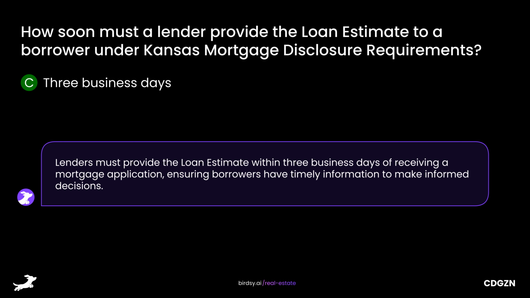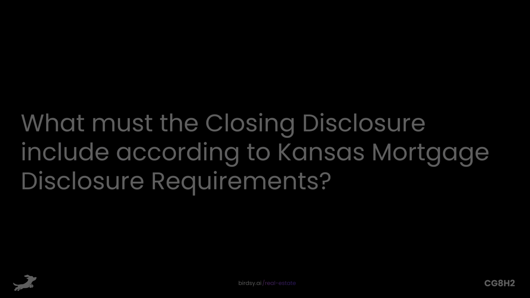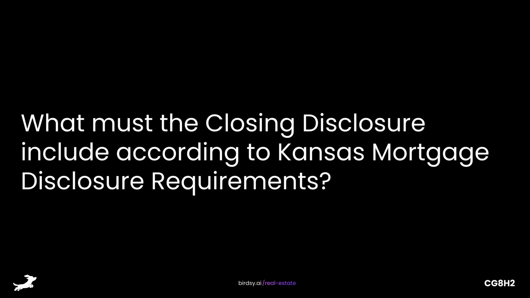Lenders must provide the loan estimate within 3 business days of receiving a mortgage application, ensuring borrowers have timely information to make informed decisions. What must the closing disclosure include according to Kansas mortgage disclosure requirements?